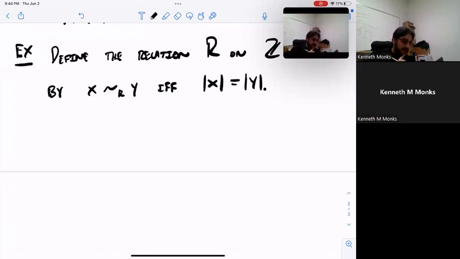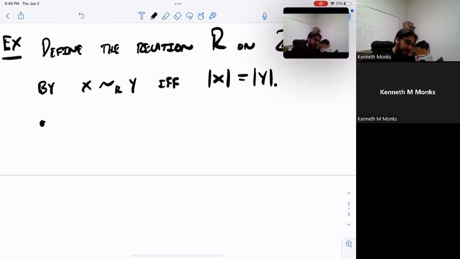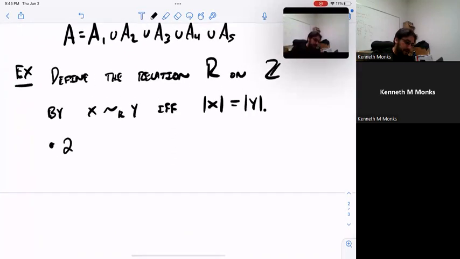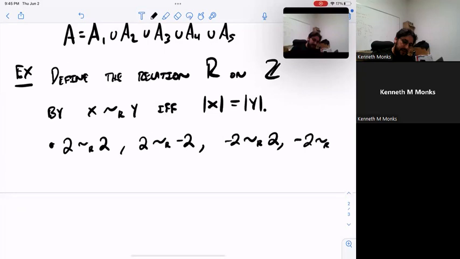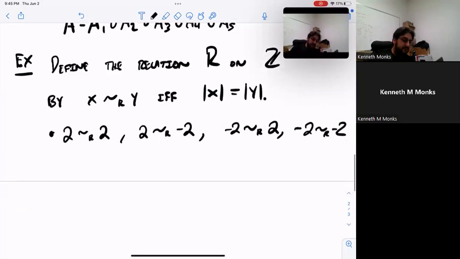Well, I would have, for example, 2 is related to 2, because the absolute value of 2 equals 2. Also, 2 is related to minus 2. Also, minus 2 is related to 2. Also, minus 2 is related to itself. These are all true claims.